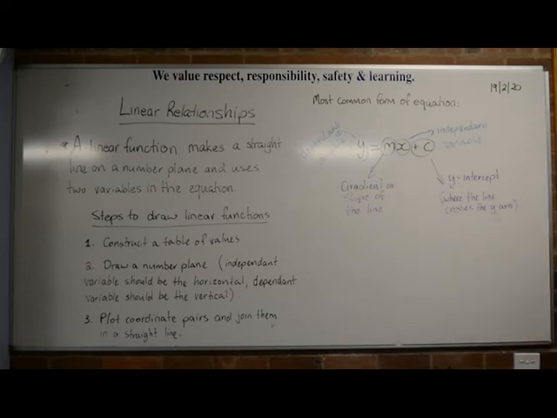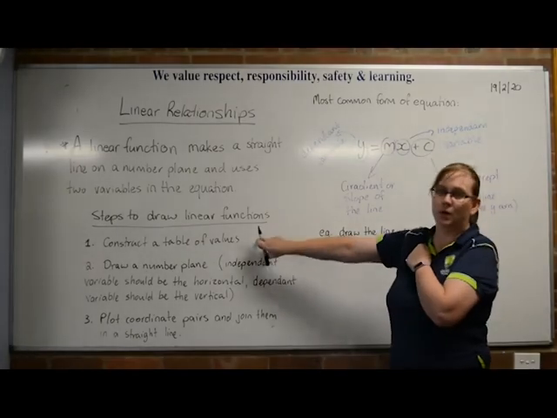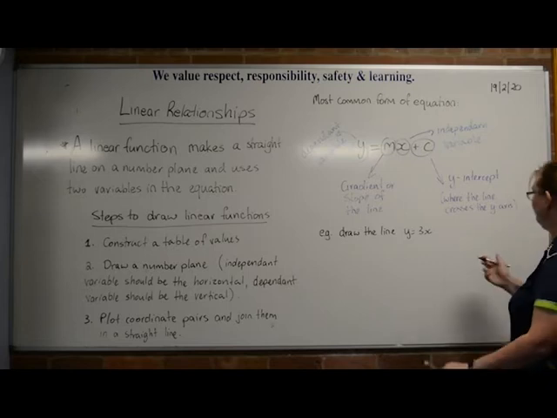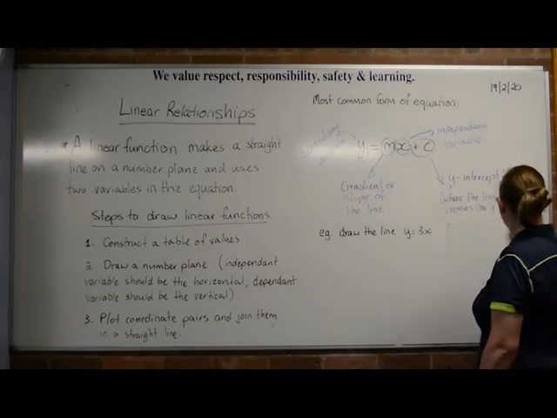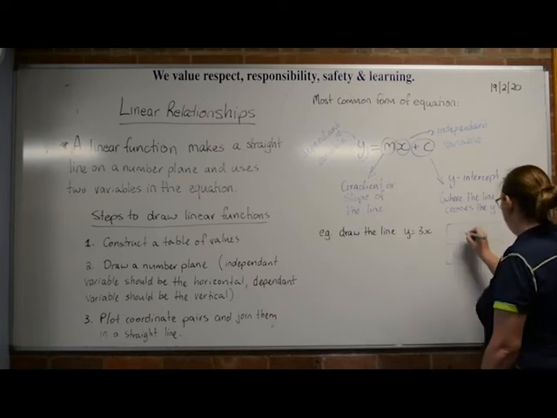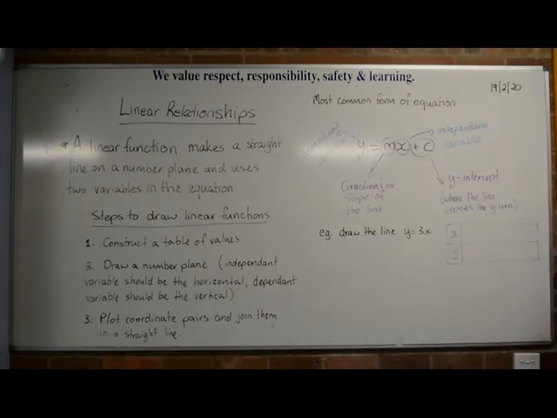Let's see an example. We're going to draw this line: y equals 3x. I'm going to draw the line y equals 3x. What's step 1? Construct a table of values. So let's do that. I've got my x and my y.